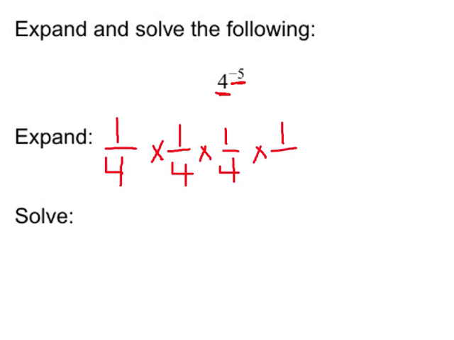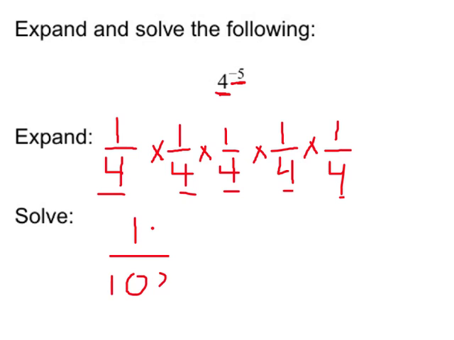Now because it's multiplying fractions, we're going to multiply across the top and across the bottom. So our numerator will be 1, because 1 times 1 times 1 times 1 times 1 is just 1. And then we're going to multiply all of our 4's on the bottom to find our denominator. Go ahead and plug that into your calculator to solve it. You'll end up with a denominator of 1,024.